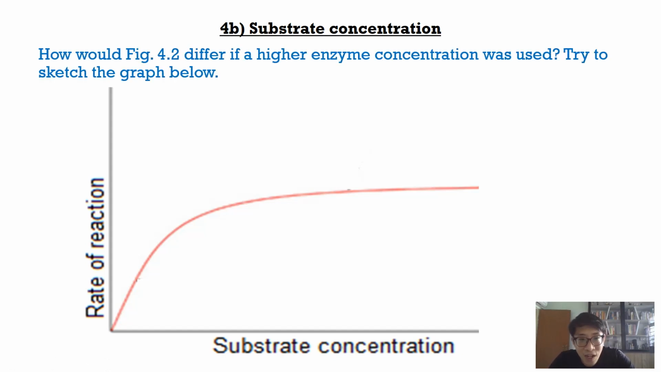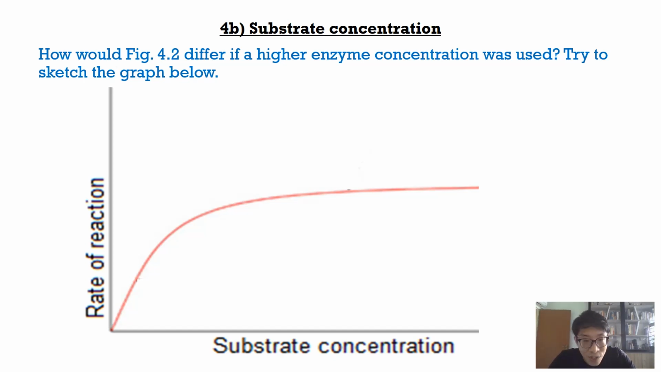How would this graph, figure 4.2, differ if a higher enzyme concentration was used? So pause the video, try to sketch the graph according to your own understanding. Once you are done, you can resume the video and I will show you the answer.